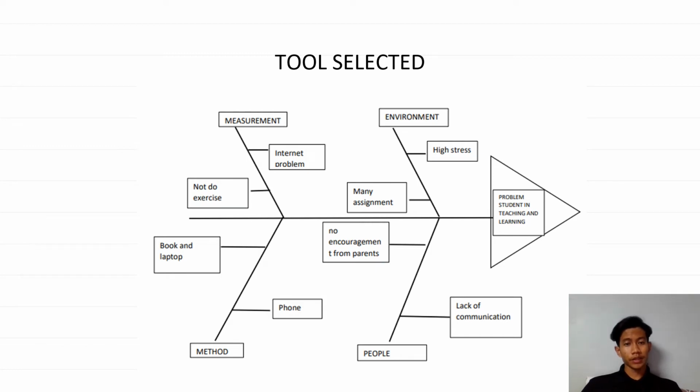In method, we have a problem in book and laptop or phone. And in terms of people, lack of communication and no encouragement from parents.